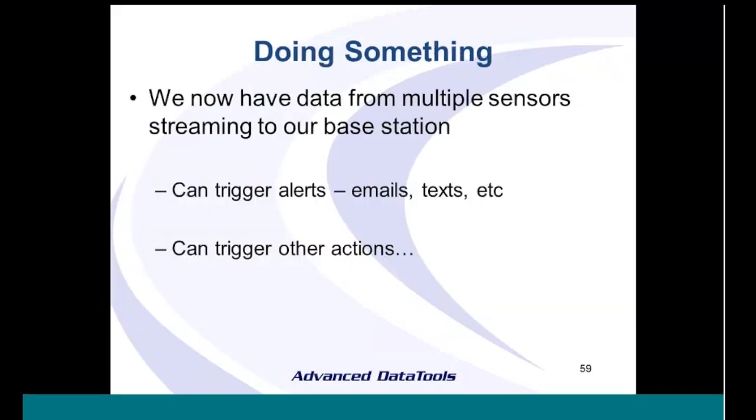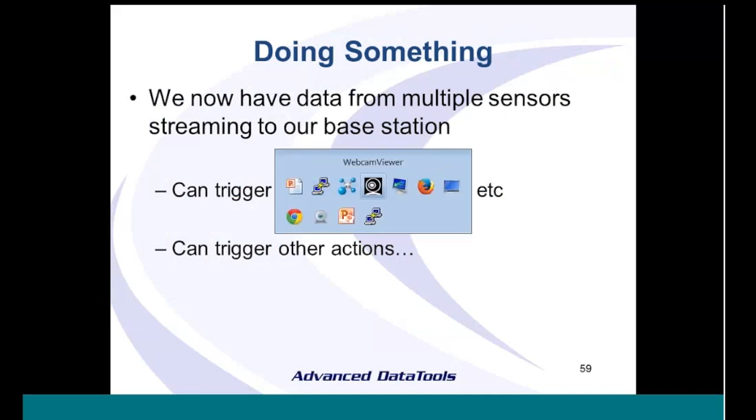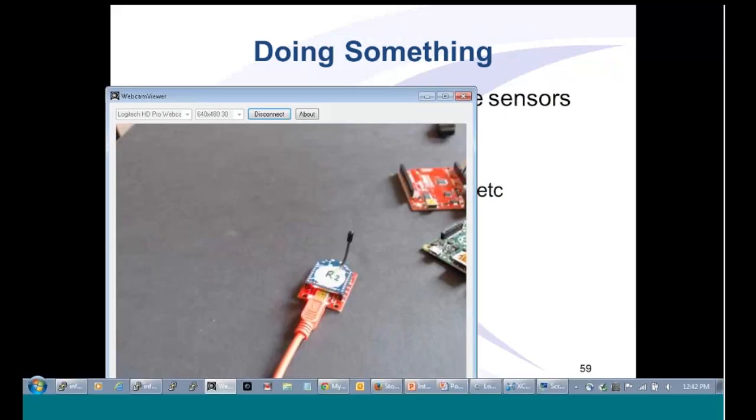All right, so now we've got all this data from all of these sensors, and it's coming into our base station, which is our gateway. And we can start now making decisions and doing things with this gateway. Let me just bring in, oh, where is it? Here.